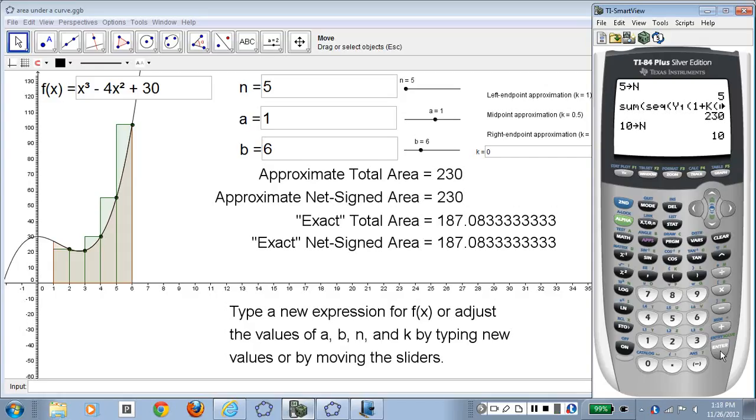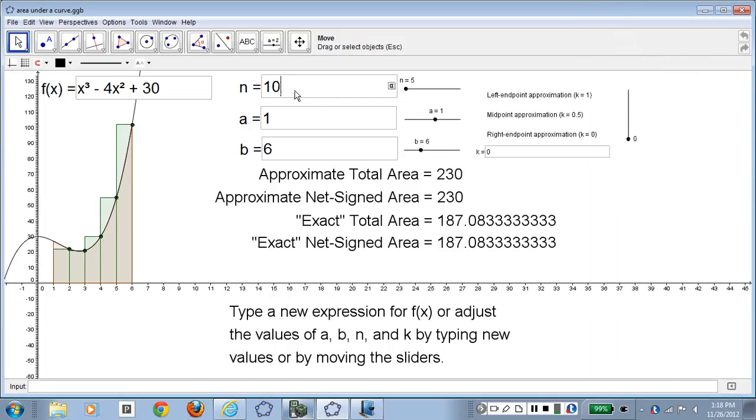Now press second entry, and then second entry again. Second entry will bring up the 10 store in n, and then if you press second entry again, it'll bring up that entire sum of the sequence expression that you typed with all that stuff. But now the calculator thinks that n equals 10, so when I press enter, it takes just a smidge longer to calculate, and there are more rectangles with n equals 10.